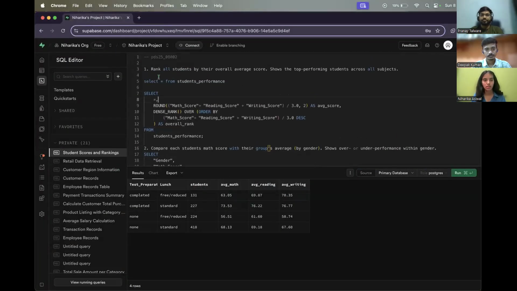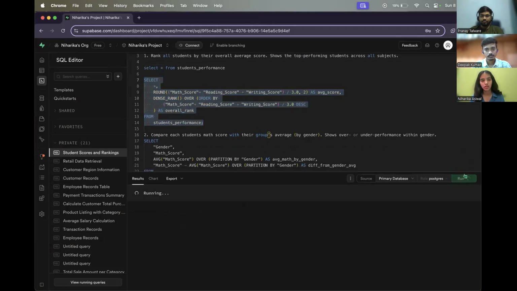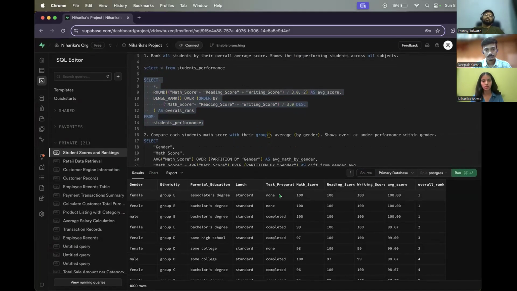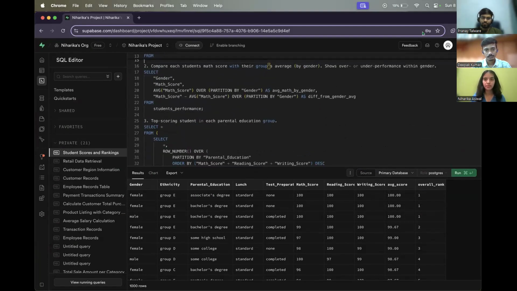Yeah. So I was saying the first query I picked was ranking all the students by their overall average score. For this, I'm using the dense rank window function. I will quickly run this so we can see the results. Yeah, those are the results. This particular student whose parental education is associate's degree has got the first rank, shared by two other students. And since I'm using dense rank, it is not skipping any ranks, and we get the actual ranks for all of the students.